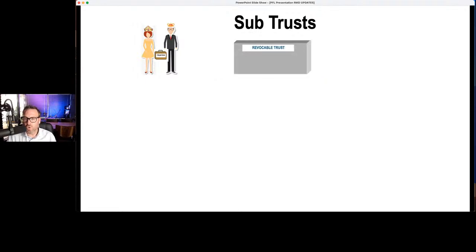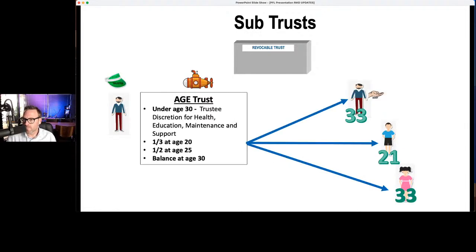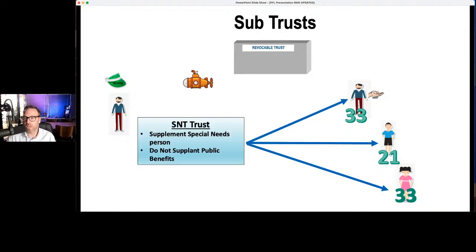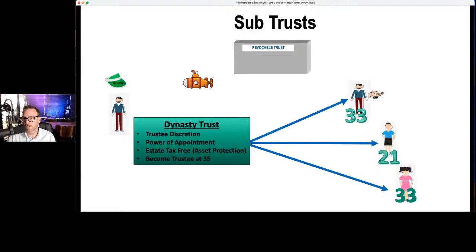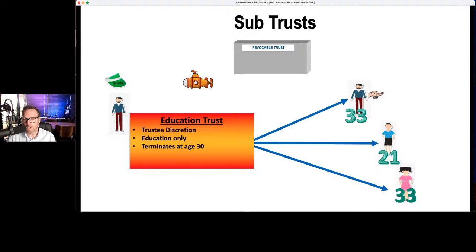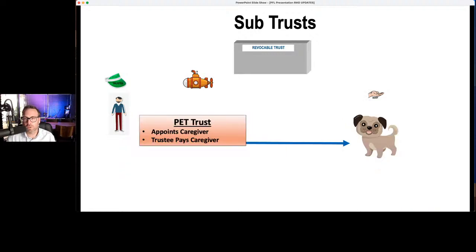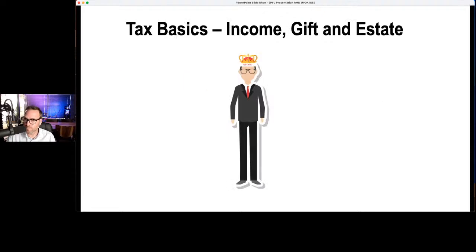A sub-trust is a trust created by another trust after the trust creators pass away. The age trust is the most common type of sub-trust, where it's held until the beneficiary reaches a certain age. You also have a special needs trust for disabled beneficiaries or someone receiving benefits, so they don't lose their government benefits from their inheritance. Dynasty trust, which we're going to get more into today. Education trust, pet trust. So those are some types of sub-trust.